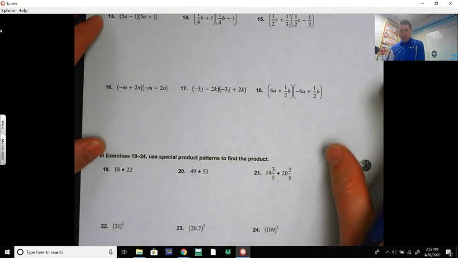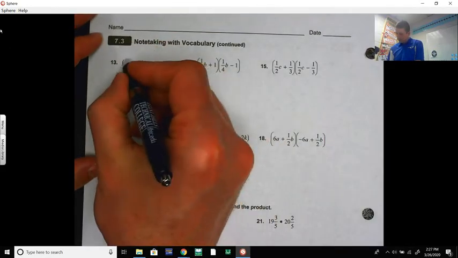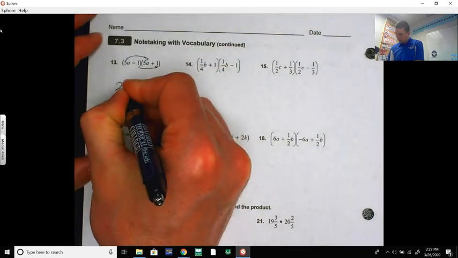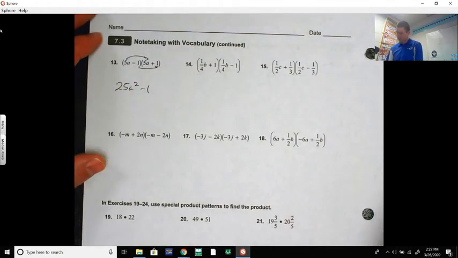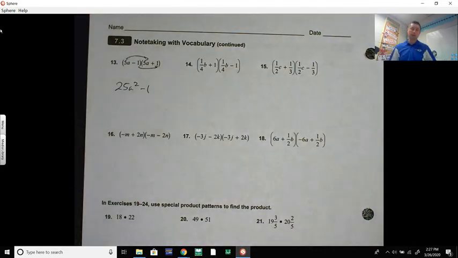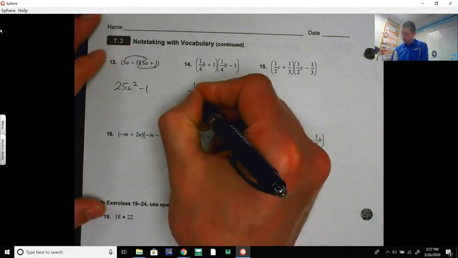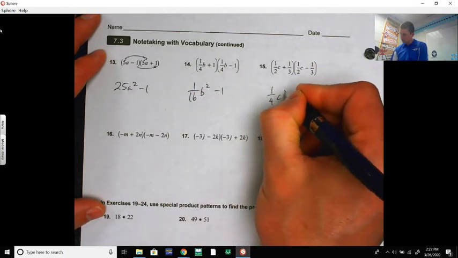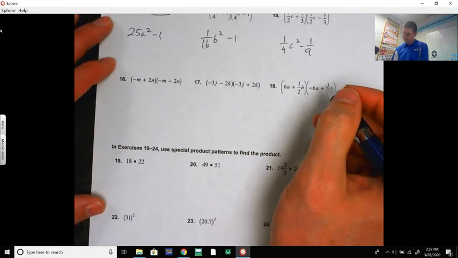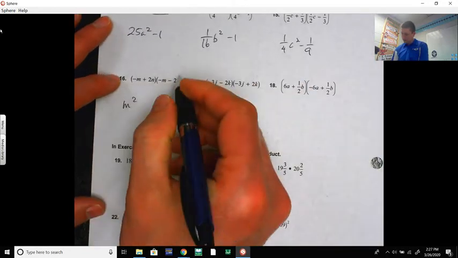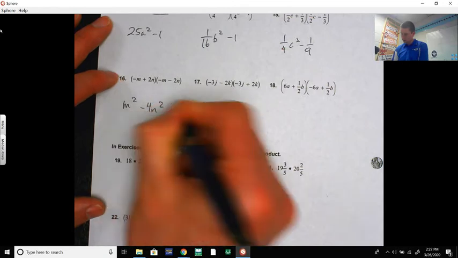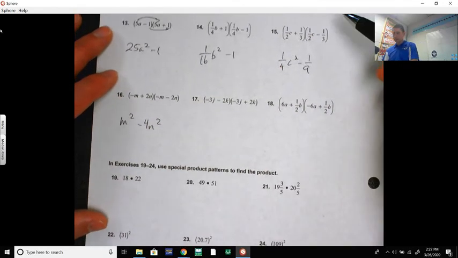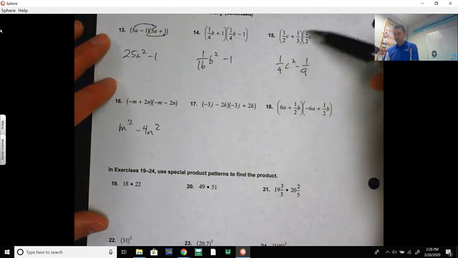Ooh, we got some fractions showing up. So 25a squared minus 1. If I don't get to all the examples, I have put the solutions to all the student journals in the Google Drive folder that I shared with you. It should be 1/16 b squared minus 1, 1/4 c squared minus 1/9, m squared minus 4n squared would be that one. Back up here, 1/2 times 1/2 is 1/4. 1/3 times 1/3 is 1/9.